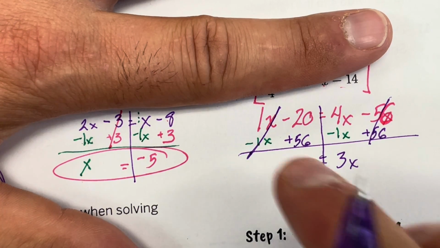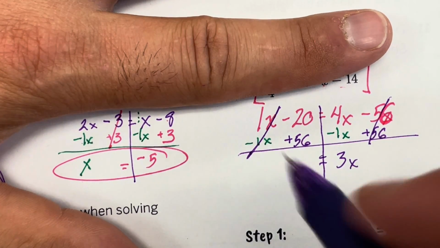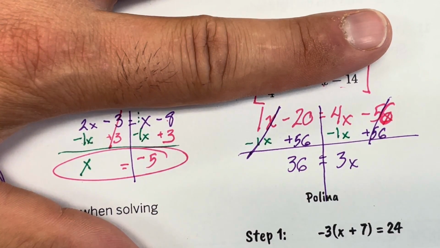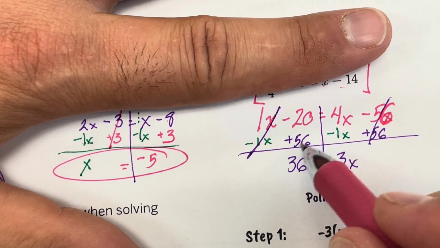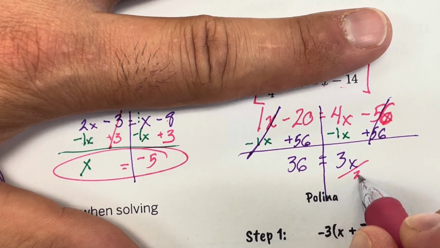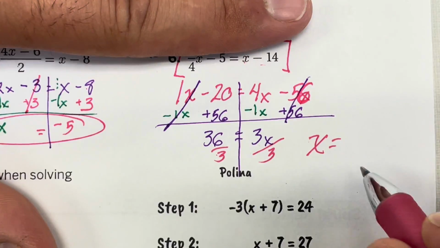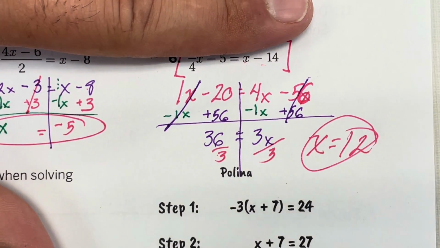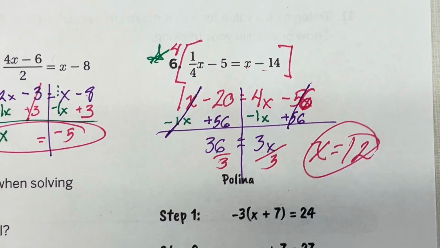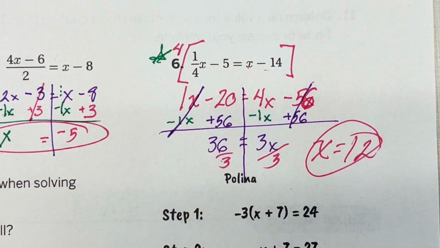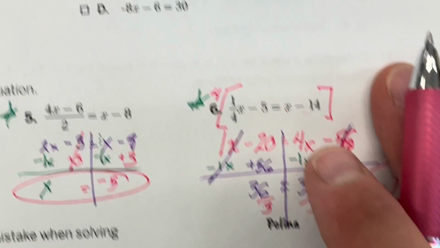So I'll have 56 minus 20, that would be 36, or negative 20 plus 56. The next step is to divide by 3, and 36 divided by 3 is 12. We get x is equal to 12. So again, this was one where I chose to start differently because of the ugly numbers. Now let's go back up to the top.